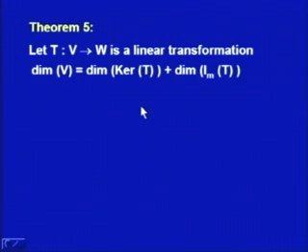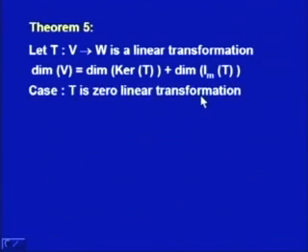Then we have an important result regarding dimension of kernel T and dimension of image T or range T, and it says that if T is a linear transformation from V into W, then dimension of V is equal to dimension of kernel T plus dimension of image T. Now, to prove this result, we prove it in two different cases.